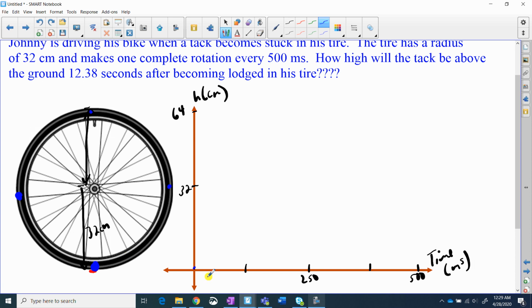There we go, started. A quarter of the way around, it should be at 32. There's a quarter of the way, 32. Halfway should be at the highest point, 64. Three-quarters of the way should be back at 32. And finally, back here again, it should just touch the ground again, the tack.